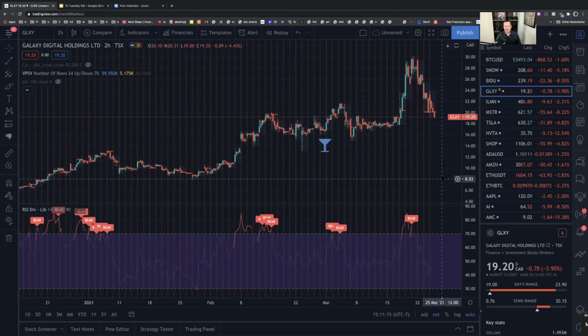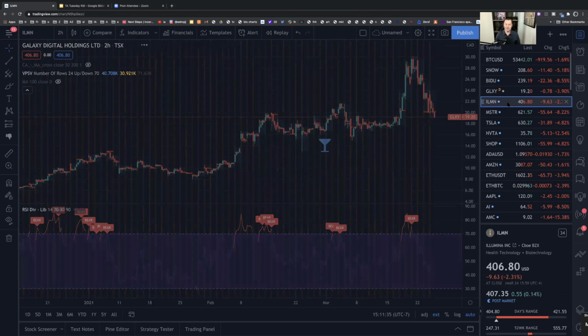So I don't know where GLXY is going to go, but if it does get anywhere around the $17 level, the RSI should be down to about 33, 34, and that would be maybe an interesting time to have a look and take a position. Again, based on the Coinbase IPO, this stock is a screaming bargain.